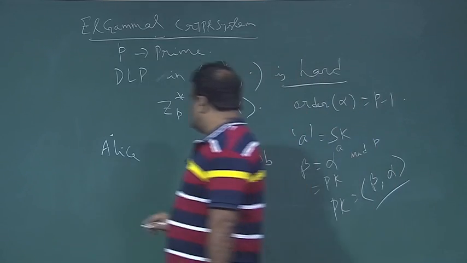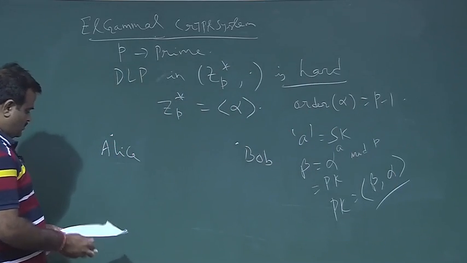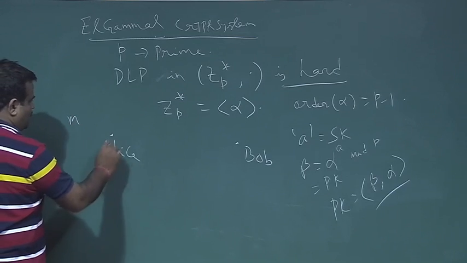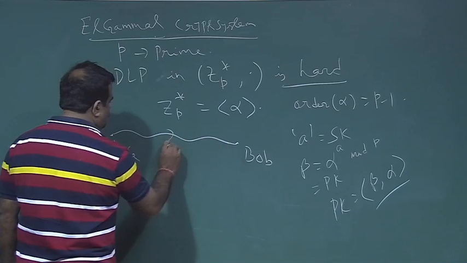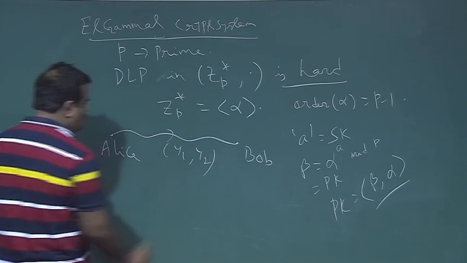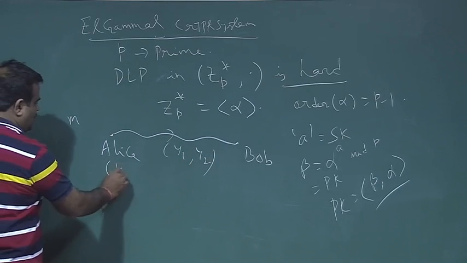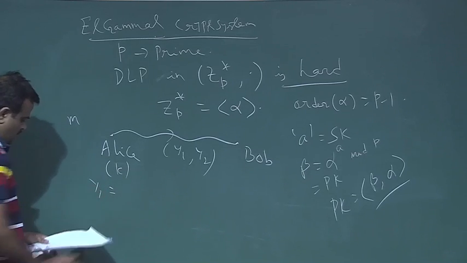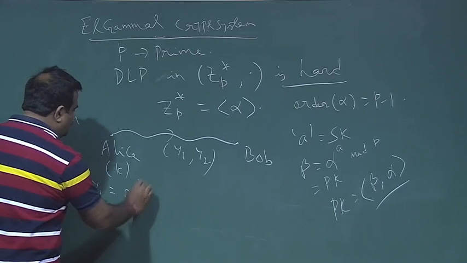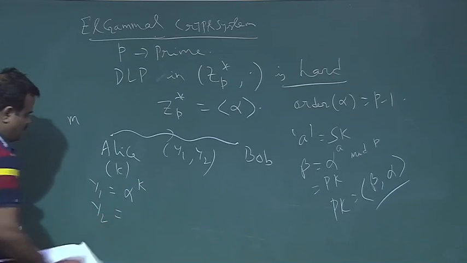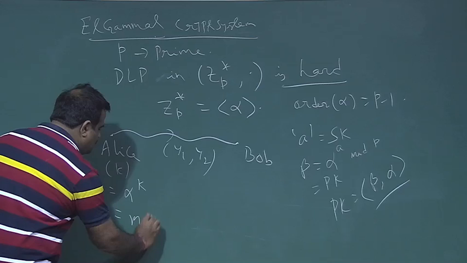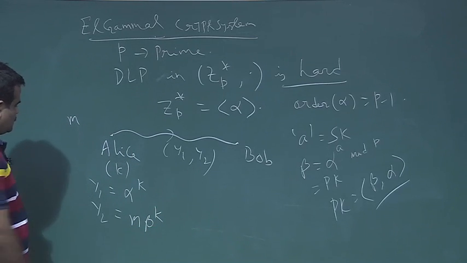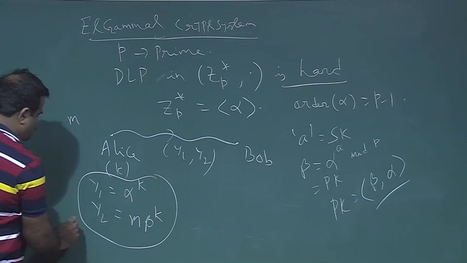What will Alice do? Alice wants to encrypt a message m. Alice will generate the ciphertext, which has two parts, y1 and y2. Alice chooses a random number k, and then computes y1 equal to alpha to the power k and y2 equal to m times beta to the power k. This is the encryption.